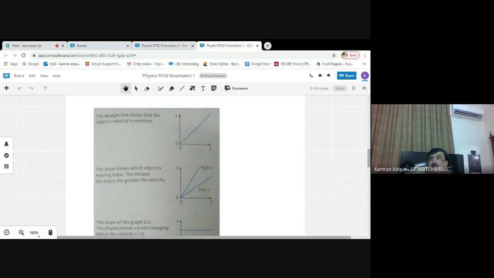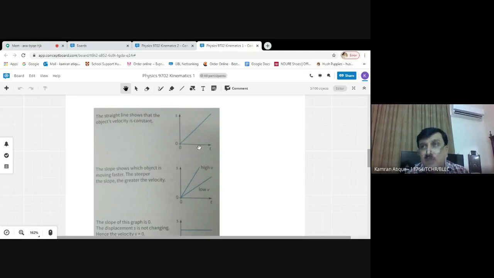I'm going to speak about the further details later, but at the present moment I'm simply introducing the gradient of any quantity. The gradient of any graph will always be the change in the quantity plotted on the y-axis per unit change in the quantity plotted on the x-axis. Applying this explanation to the present graph, we are talking about the gradient of the distance time graph. So it means the change in distance per unit change in time.